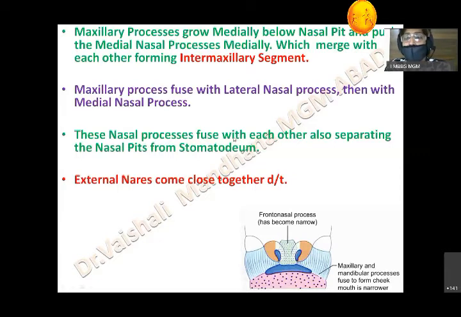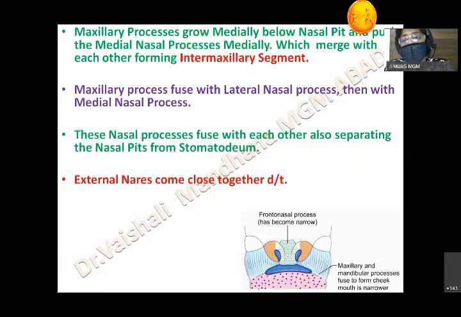Now, these nasal processes fuse with each other also, because up till now, remember, the nasal pits are communicating with the stomatodium. We want the partition between the nasal cavity and the oral cavity. So when the medial nasal process fuses with the lateral nasal process, then the gap will be filled. So the nasal processes fuse with each other, and the nasal pits are separated from the stomatodium.